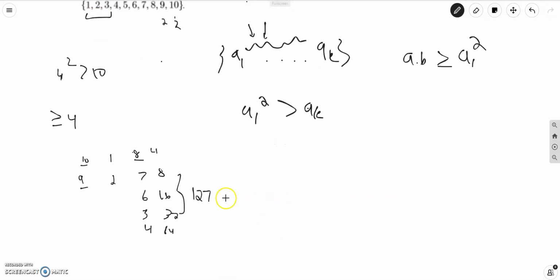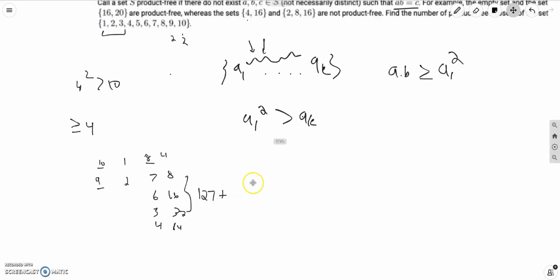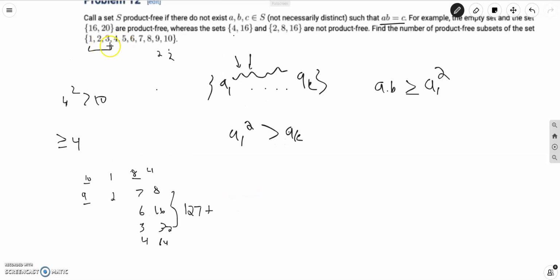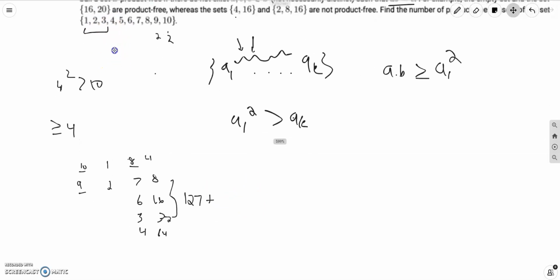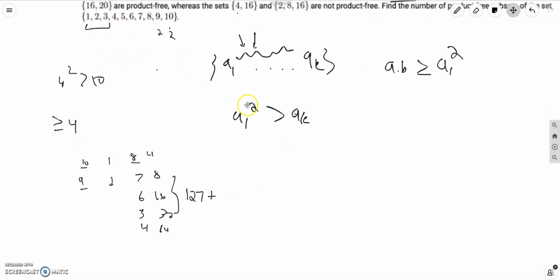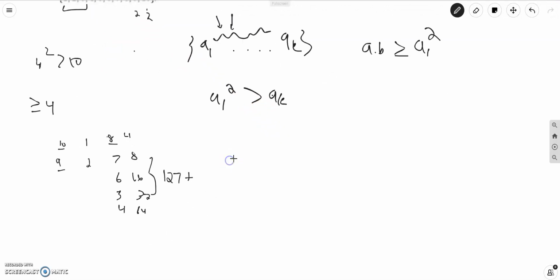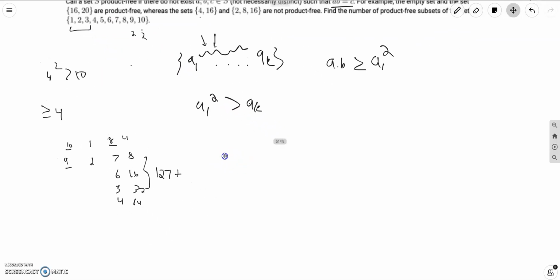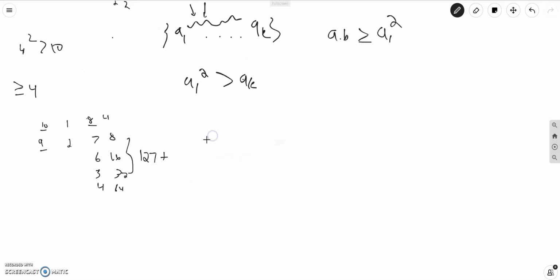So now let's add the number of times when 1, 2, or 3, or any combination of them appear in this. Going with our smallest value casework, if 3 is the smallest element in our set, then we have 4, 5, 6, 7, 8. We cannot choose 9 for sure because 3 squared is equal to 9, so that won't work, and 10.